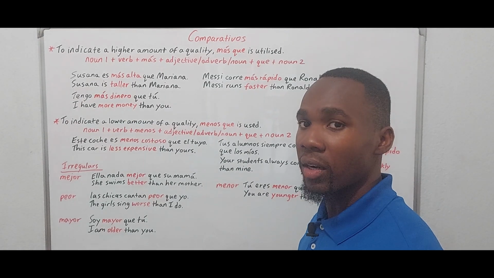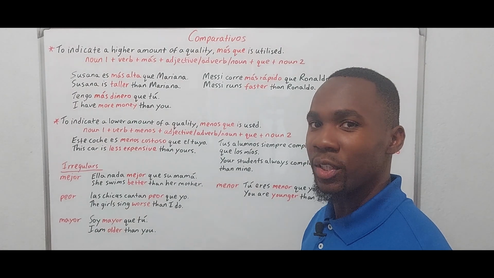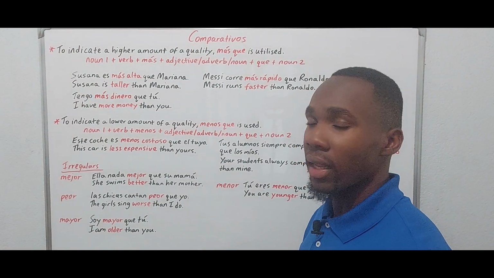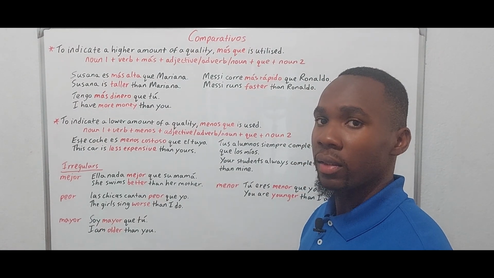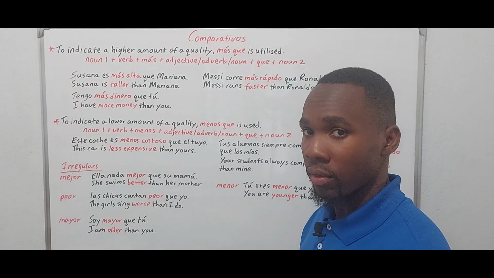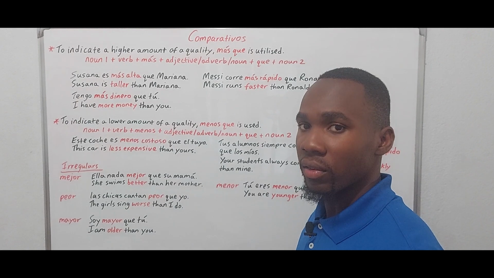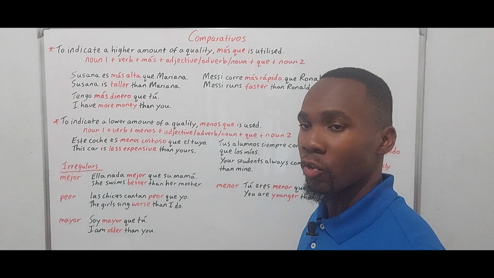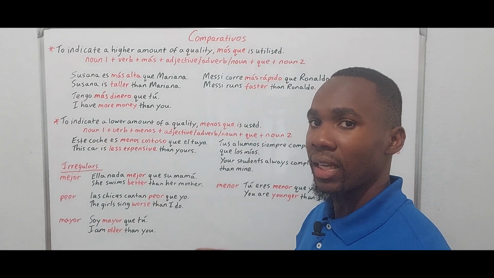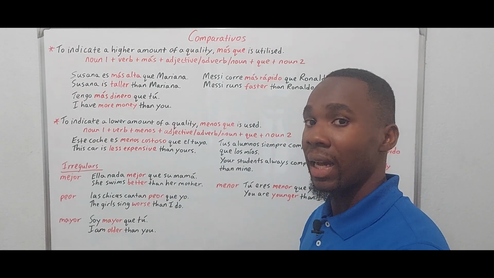Now, what are comparatives? These are words that are used to make comparisons between two entities. In essence, we are saying that one entity has more or less of a particular quality than the other. Okay? We are looking at inequality comparisons, right? So we're looking at more than and less than. We're not looking at equality comparisons. And to do that, we would use tan and tanto.